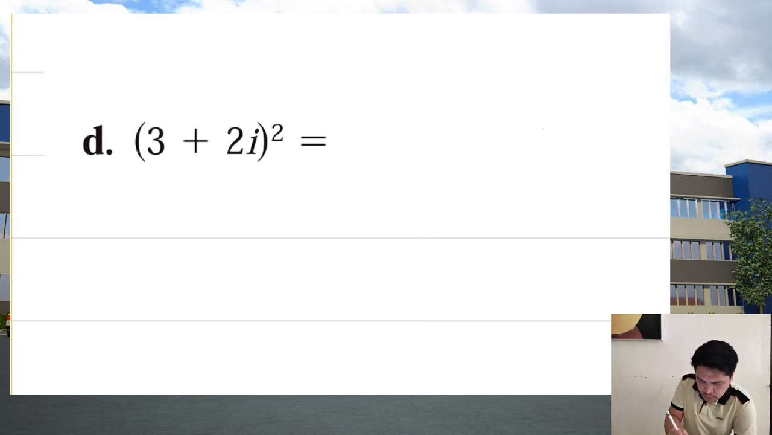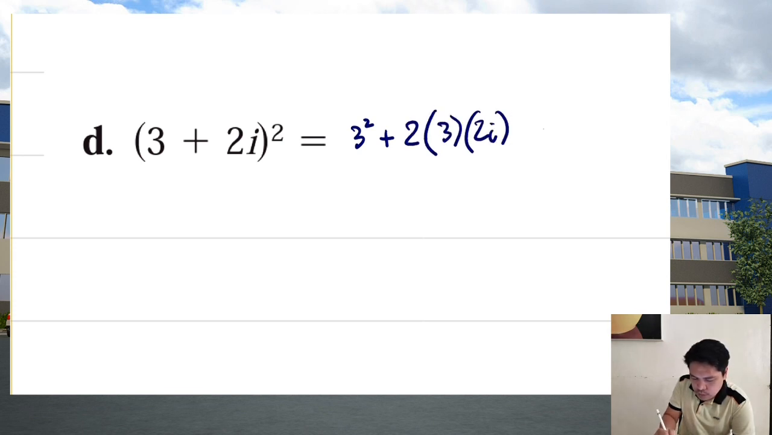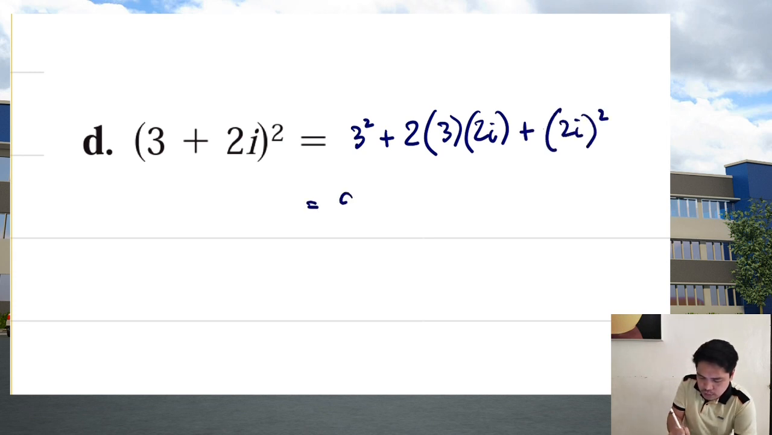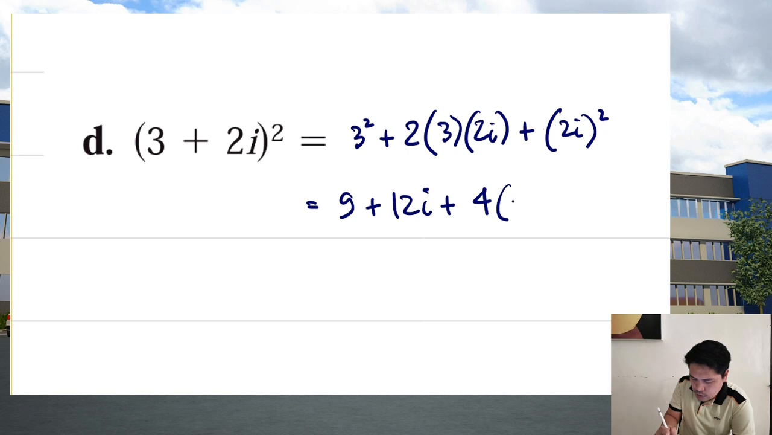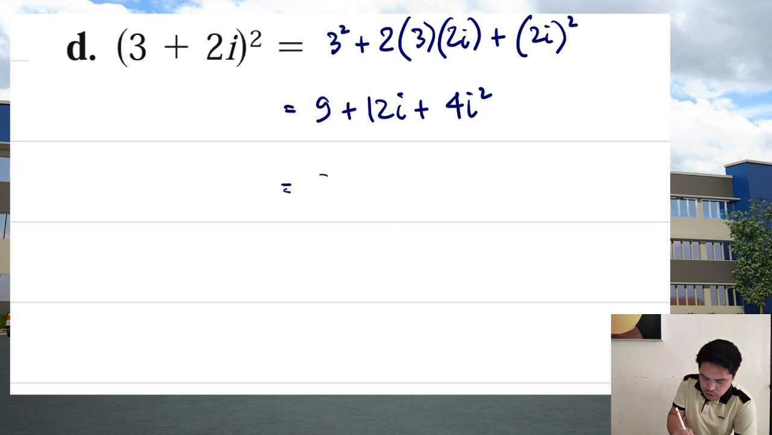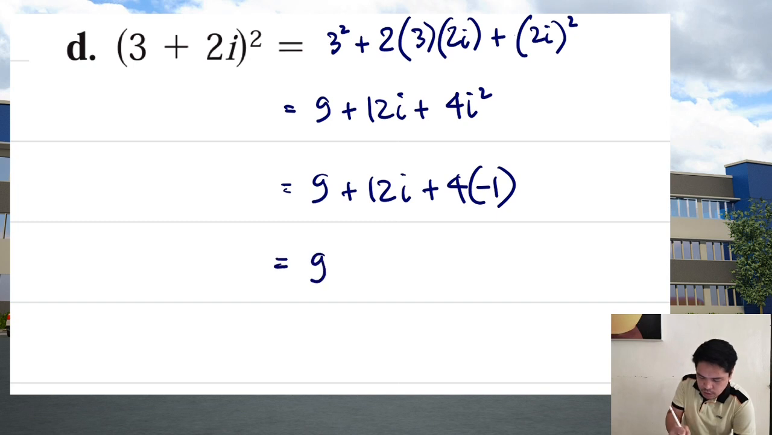So that would be the first term squared, so 3 squared plus 2 times the first term times the second term plus the square of the second term, so 2i squared. So that would become 9 plus, so you multiply this, that would be 6 times 2, so that's 12i plus 2 squared is 4 times i squared. And again, i squared is negative 1. So that would be 9 plus 12i plus 4 times negative 1. We'll have 9 plus 12i minus 4.